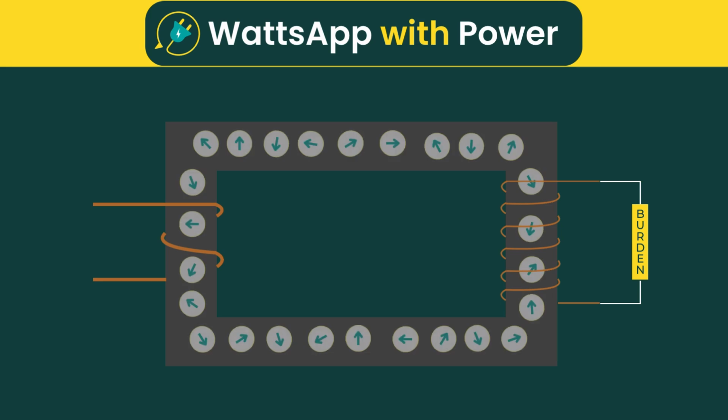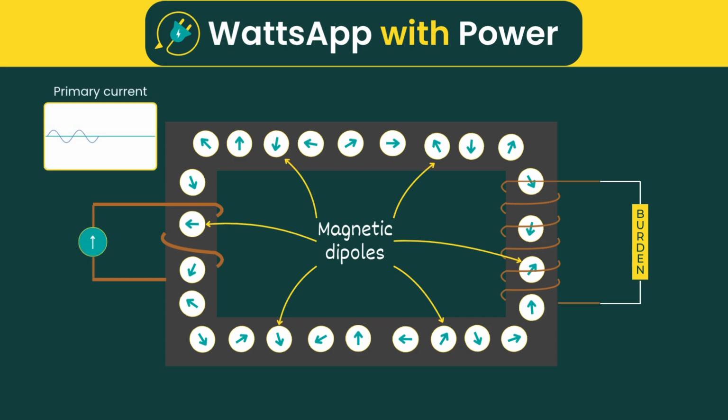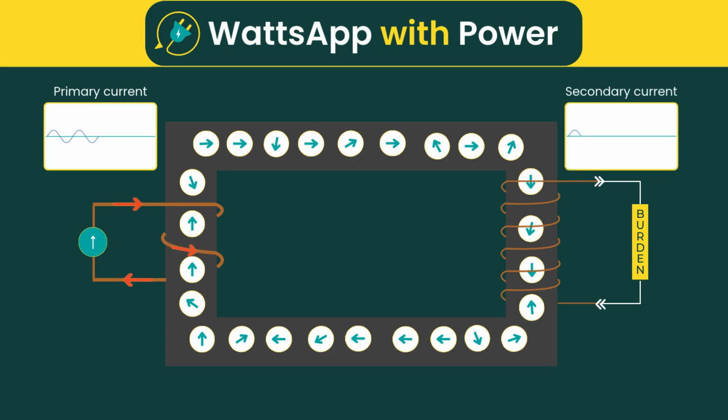The core contains tiny magnetic dipoles, like little magnets pointing in random directions. Let's first look at a normal condition, where the rated current flows through the primary. As the primary current flows through the positive half cycle, the magnetic field builds up and the dipoles begin aligning in the positive direction. But since the current isn't too large, not all dipoles get aligned, many still point in random directions. This means the magnetic flux continues to change throughout the positive half cycle, and the CT functions correctly.